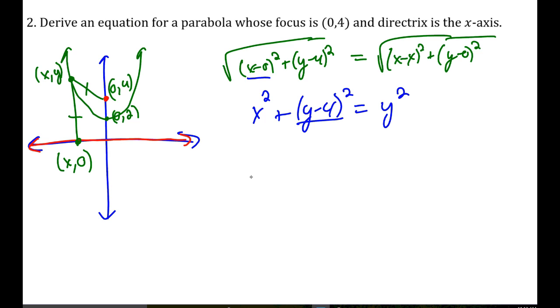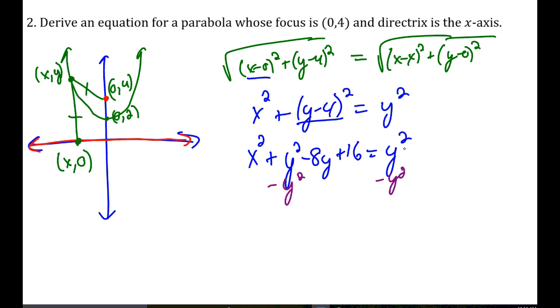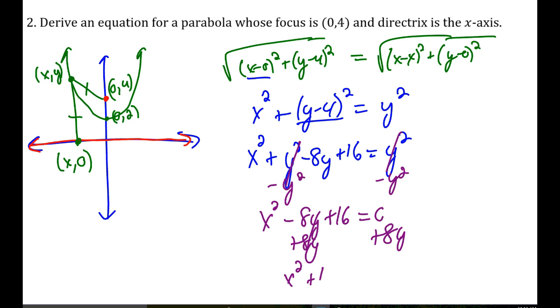Multiply that out, (y minus 4) squared. Make sure you know how to multiply a binomial. Use the identity, make a table, but don't do the 9th grade freshman mistake. You get y squared minus 8y plus 16 equals y squared. I'm going to subtract y squared from both sides and get x squared minus 8y plus 16 equals 0. I want to get y by itself.